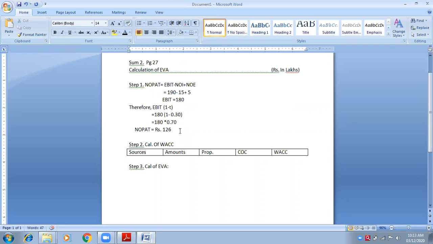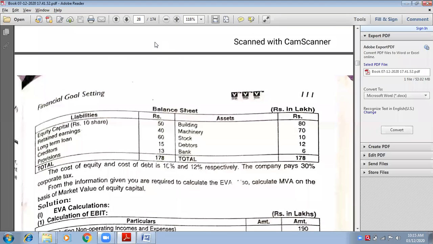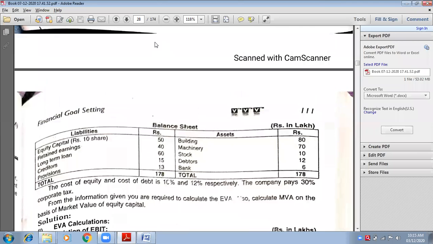Start calculating. Come on, I'm waiting for you. Calculate step number 1 first. Done with step number 1? Yes, very good. Now step number 2 is calculation of WACC. Same format that we have understood in the cost of capital chapter. Sources. Now in the question it is given.